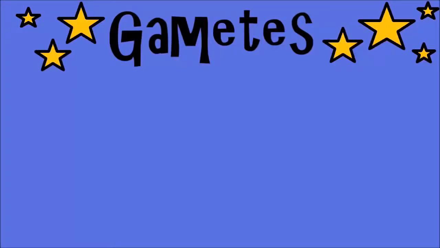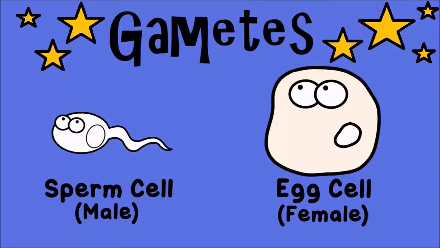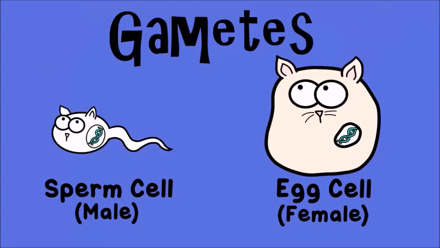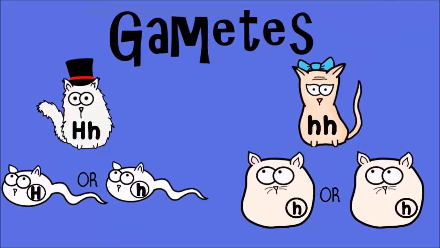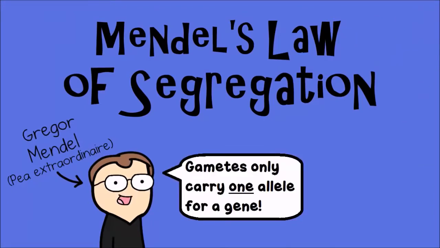Gametes are sperm cells if male and egg cells if female, and they contain half of the genetic material as the cat's body cells. So it makes sense that if there are two alleles, the letters, in the big H parent, then a gamete would only carry one letter, a big H or a little h. This is known as Mendel's law of segregation. The gametes only carry one allele for a gene.